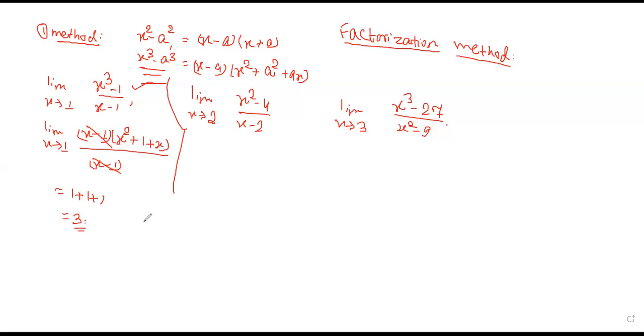Okay. Now next question. Limit x tends to 2, x cube minus 6 square plus 4 by x raised to power 4 minus 8x square plus 16.